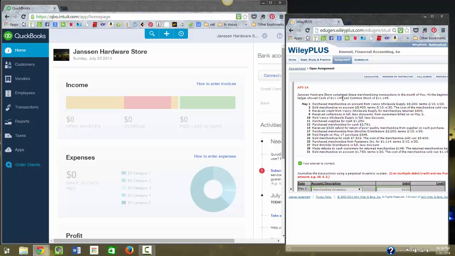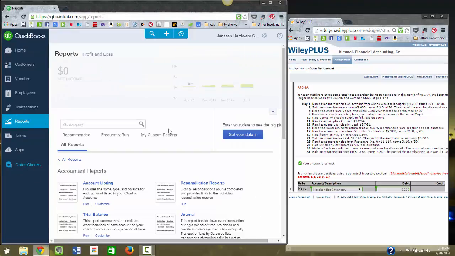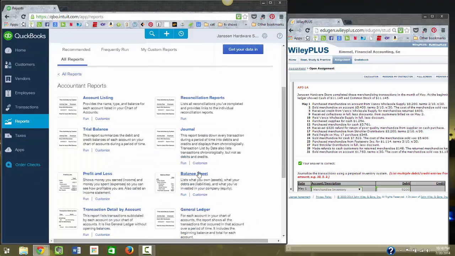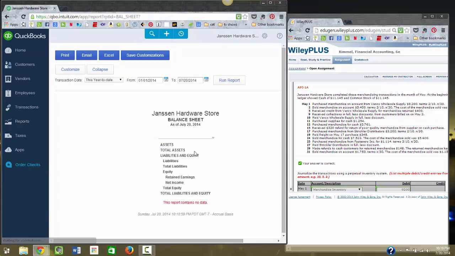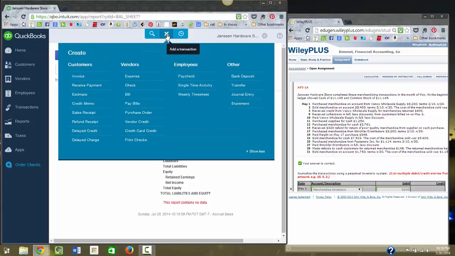Now, the first thing I'm going to do, even though it's not part of the problem, is look here and just confirm that we have nothing on the books as of now, nothing on the balance sheet. So I'm going to go to the top of the page and we see add a transaction. That's always there, so I'm going to click journal entry.